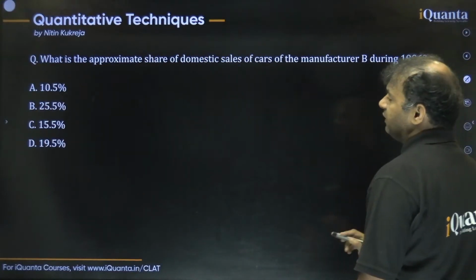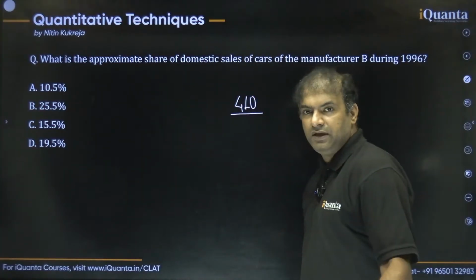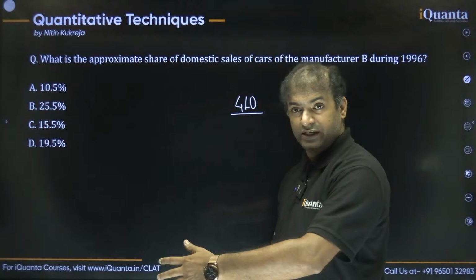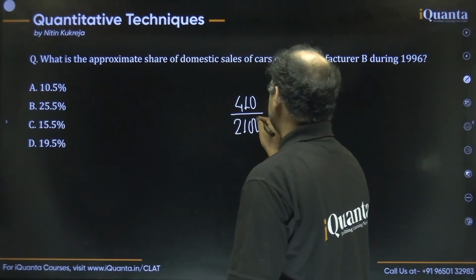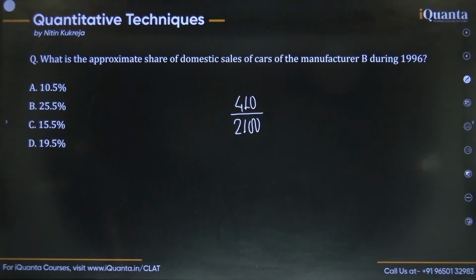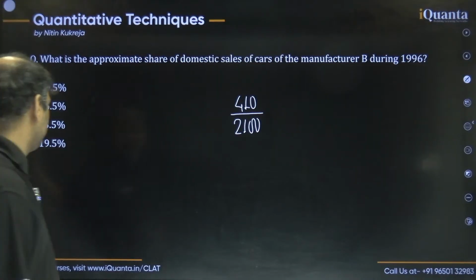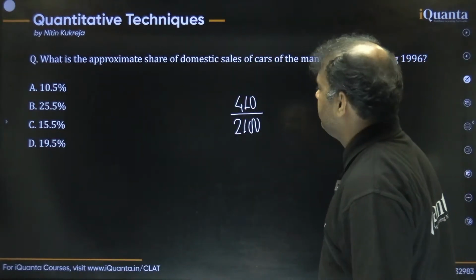So we just need to find that 410, the sales of manufacturer B, is what percentage of the total sales of 1996, which is 2100. So this is what we need to calculate, that 410 is what percentage of 2100. This is the only calculation we need to do. Look at the options. Options are 10, 25, 15 and 19.5. So we just have to see which option is the best one.